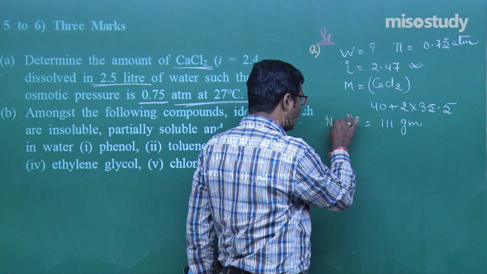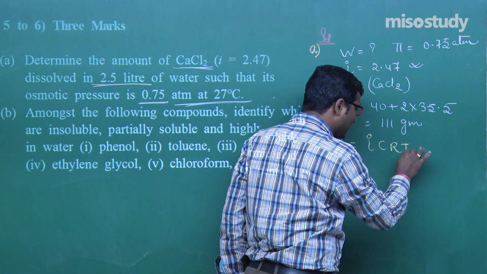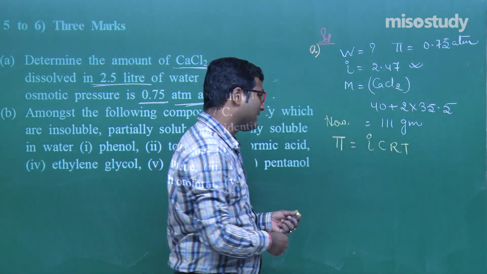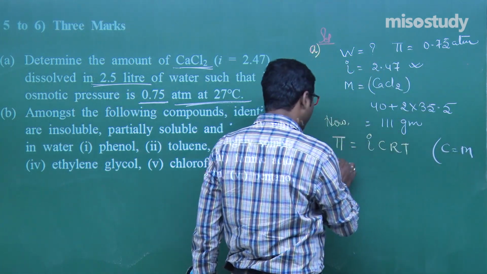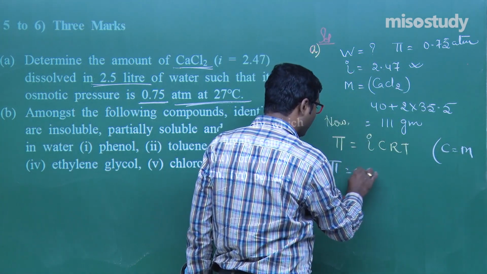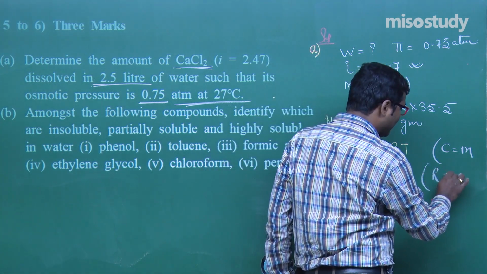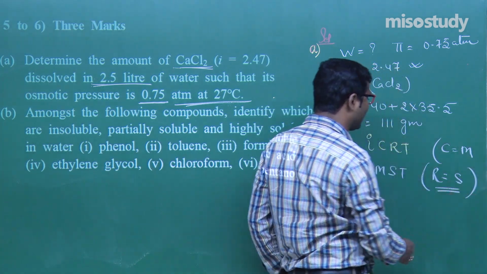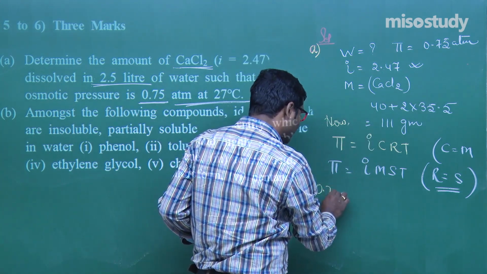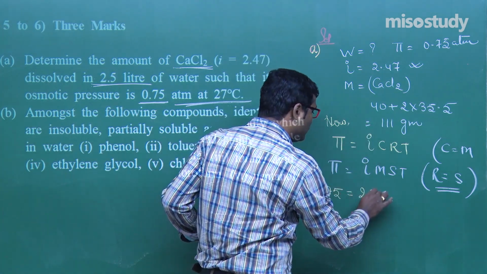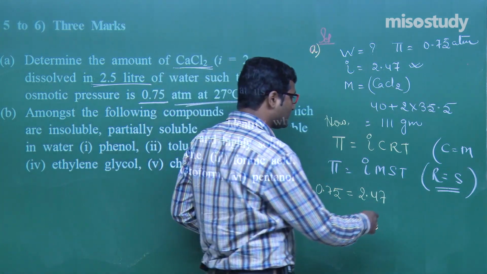Now we can write the osmotic pressure, pi is equal to i into CRT. What is C? C is the concentration, that is the molarity. We can write pi is equal to i into MST. What is S? That is the solvation constant. R and S have equal value. Now put the value: pi is 0.75. What is the value of i? 2.47.